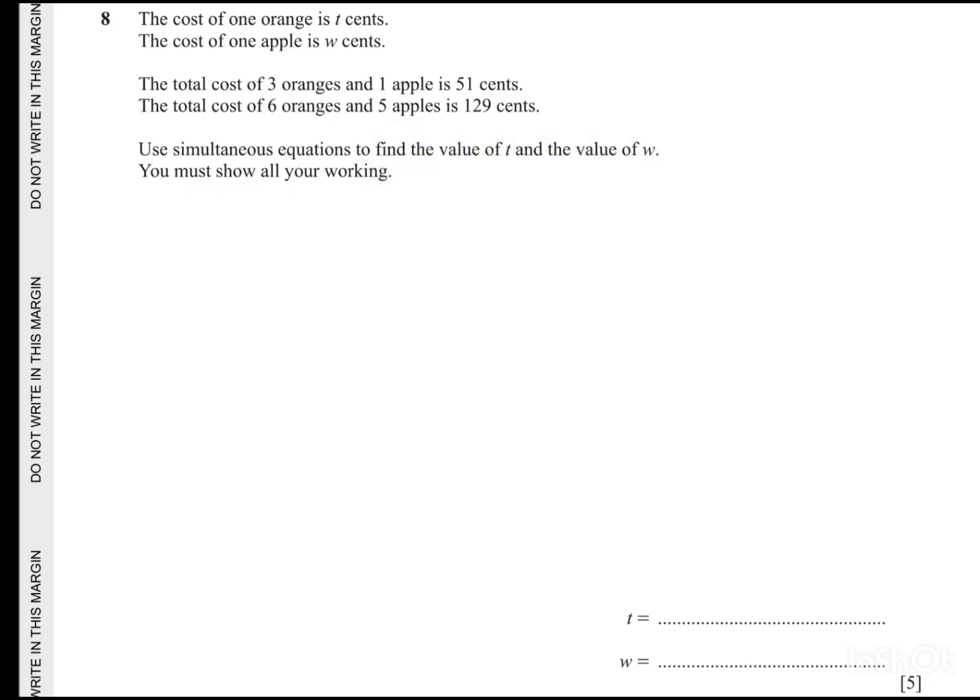Total cost of 3 oranges means 3 into T, 3T, and 1 apple is plus W. 1 apple is 1W, that is just W, is equal to 51. This is equation 1. The next equation is 6 oranges, that is 6T, and 5 apples is 5W. That will be equal to 129 cents. Now name these equations, give the numbers to the equations, equation 1 and 2.